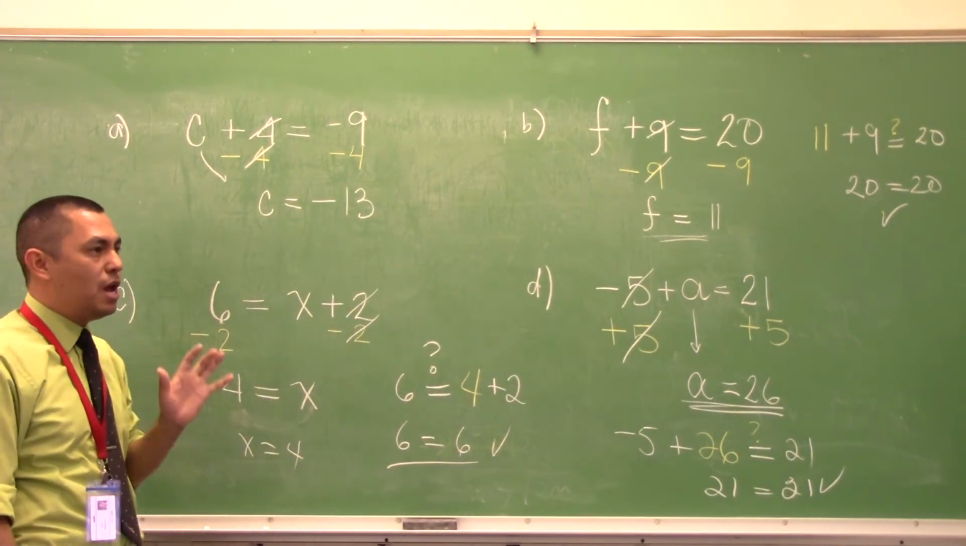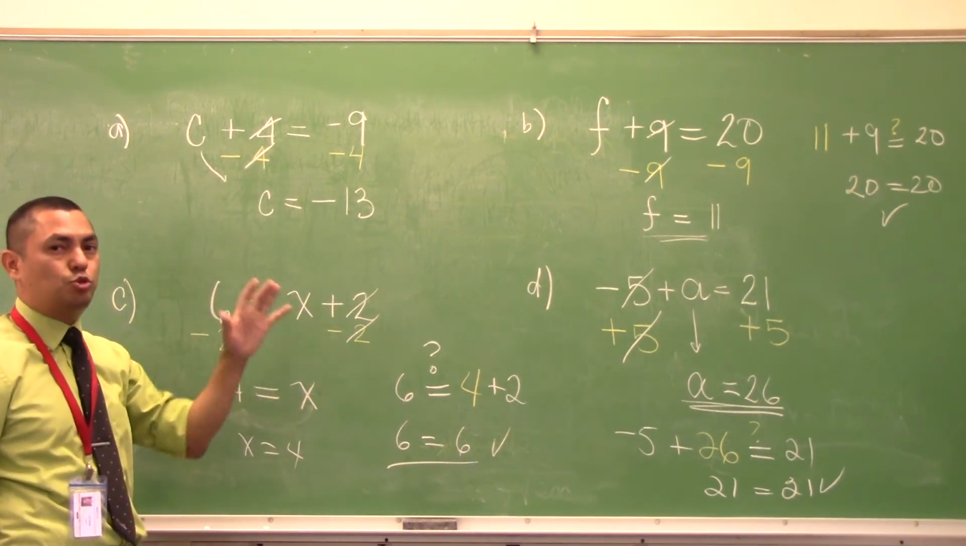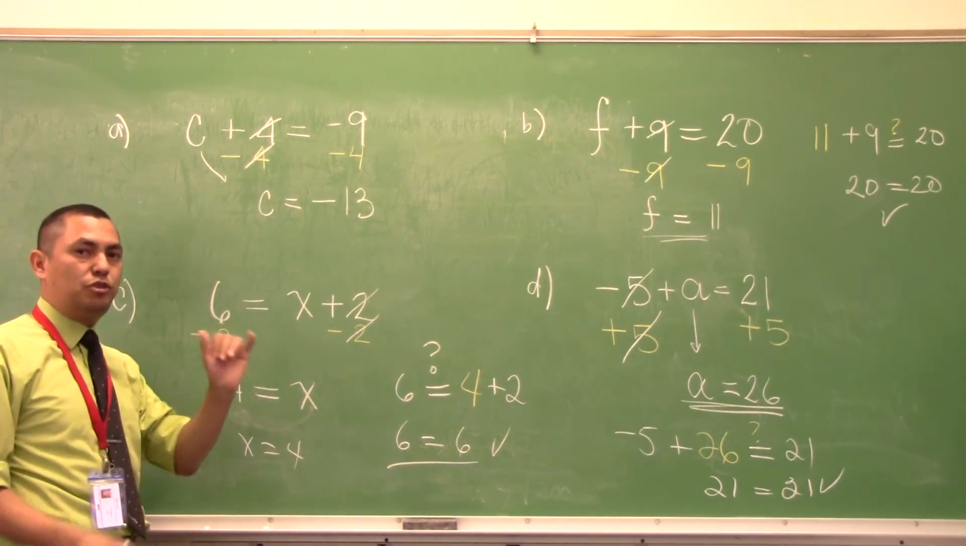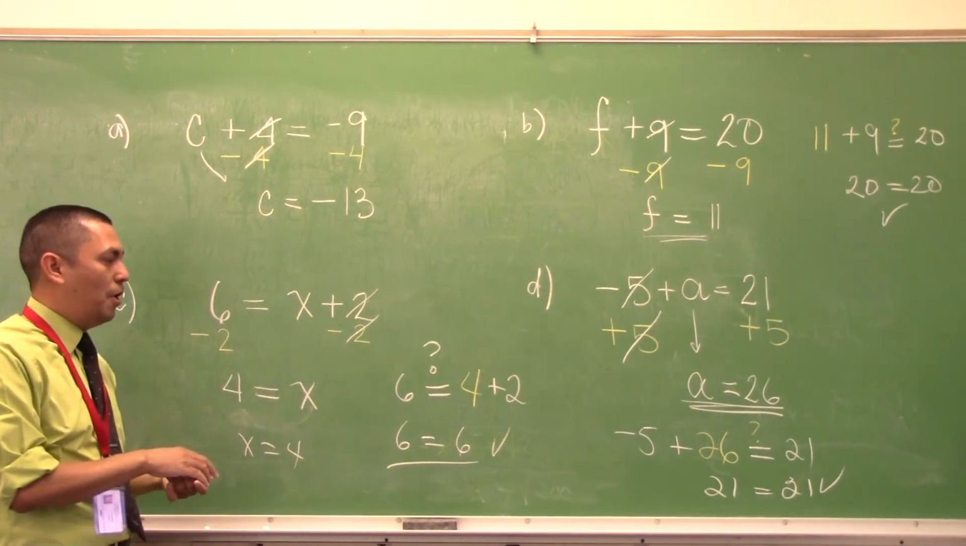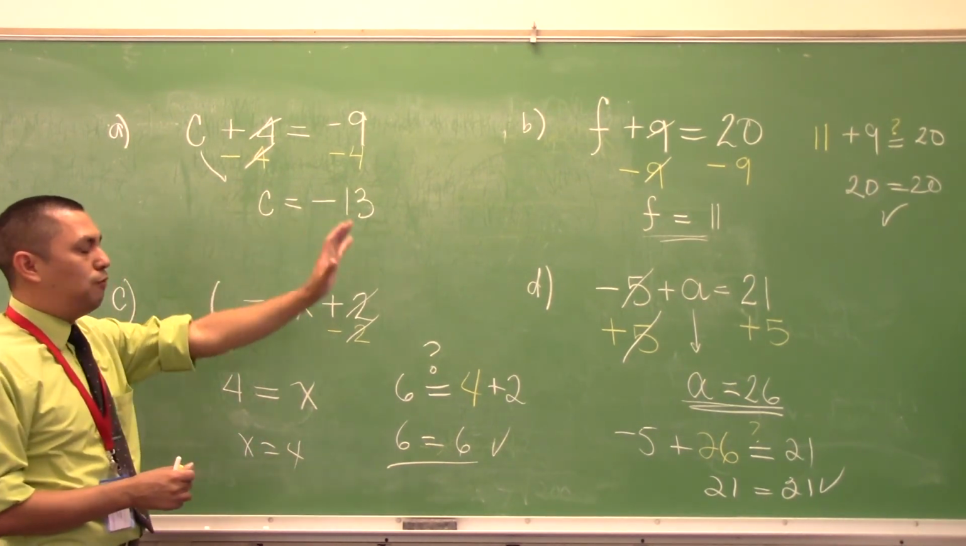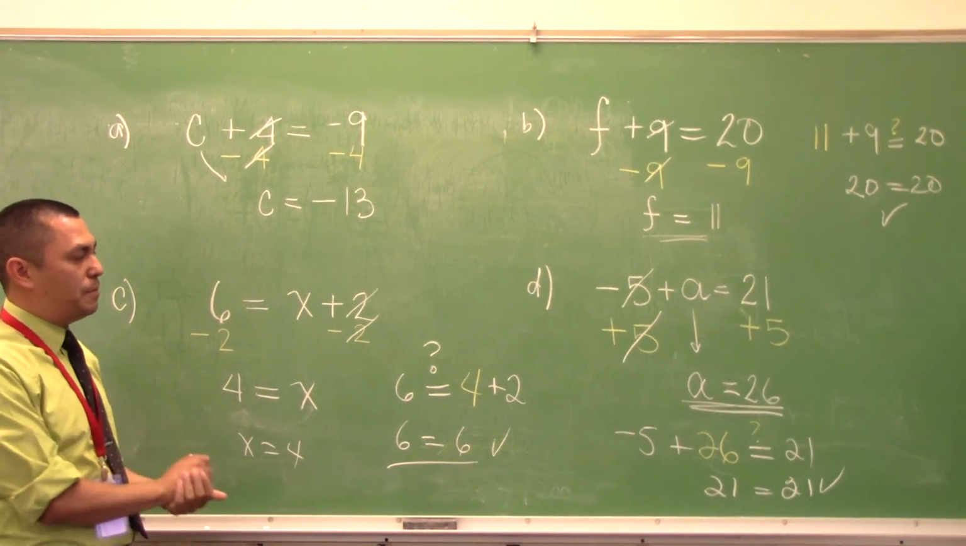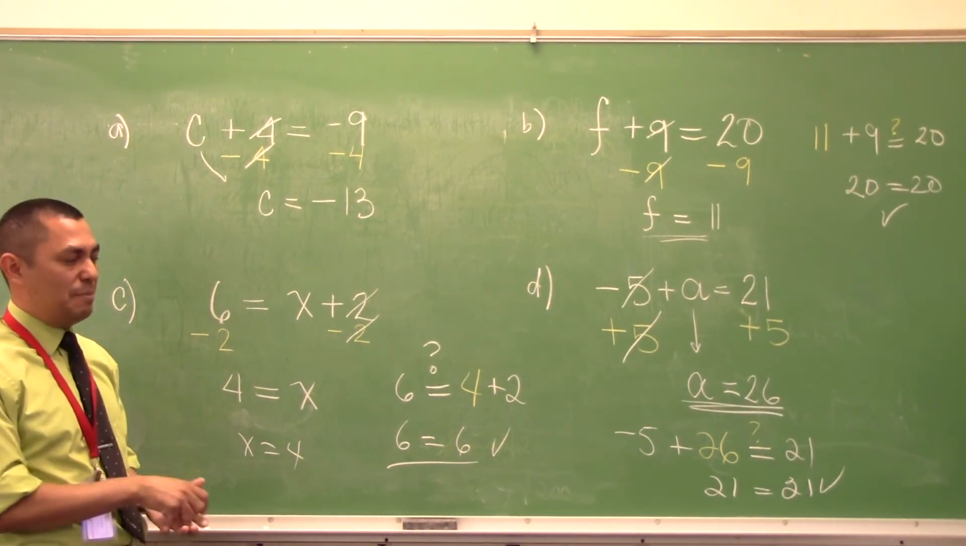One-step equations using addition and subtraction. Remember that we have two types: addition and subtraction, and multiplication and division. And I'm going to post the video of the second part later. So those are 4 examples that will help you with one-step equations.